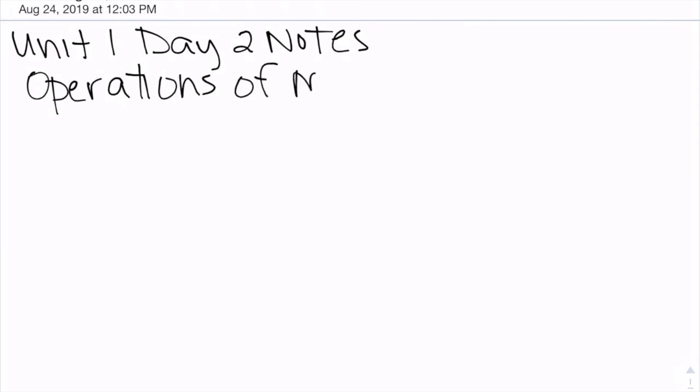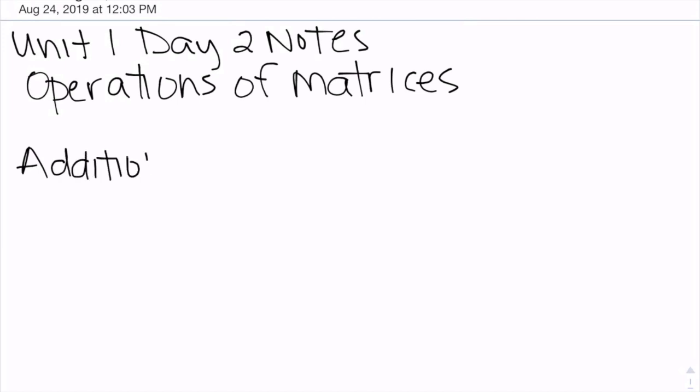Today we're talking about operations of matrices. And so the first operation we're going to talk about is addition. And so when adding matrices, your matrices must have the same dimensions.